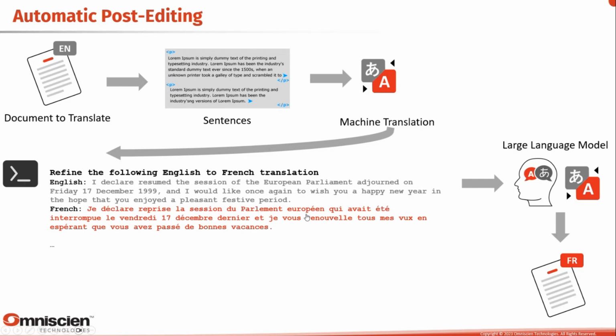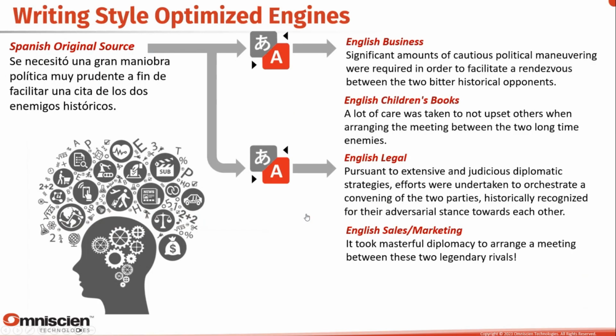And another thing is automatic post-editing. So this is the idea that we use the machine translation system, and then after it did this work, we run the large language model that refines the translations. At this point, the large language model has a view of the entire translation and can globally look at the sentence to figure out how to improve things.